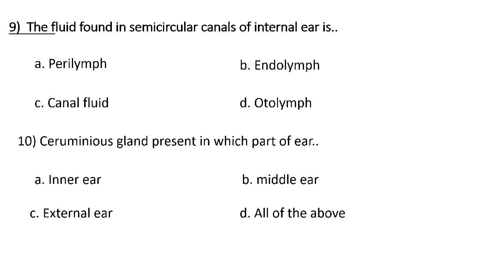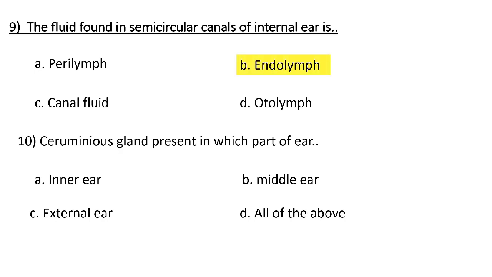Question number 9. The fluid found in semicircular canals of internal ear is option A, perilymph, option B, endolymph, option C, canal fluid, option D, otolymph. The correct option is endolymph.